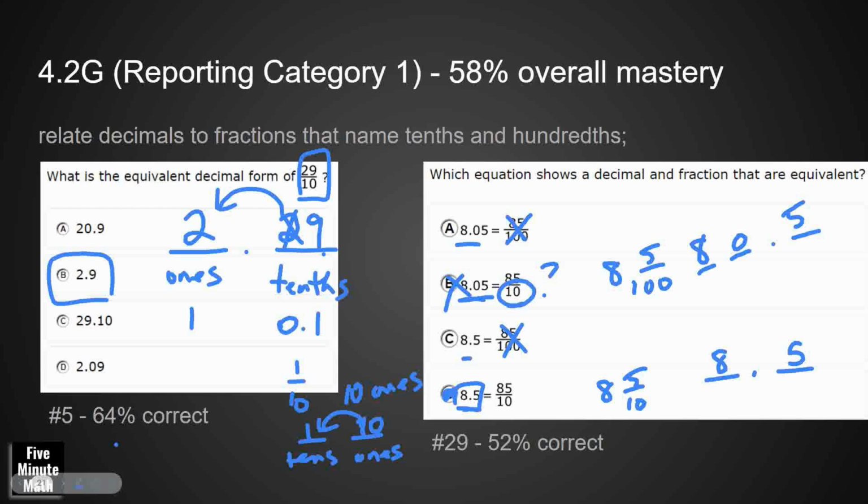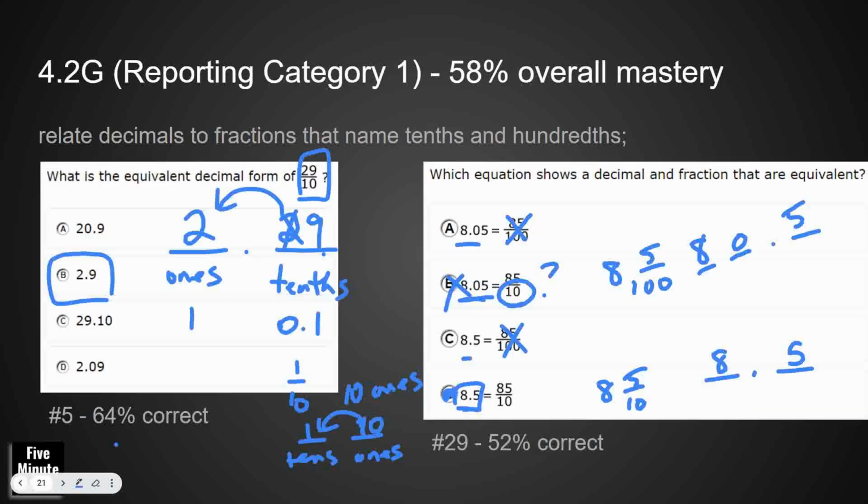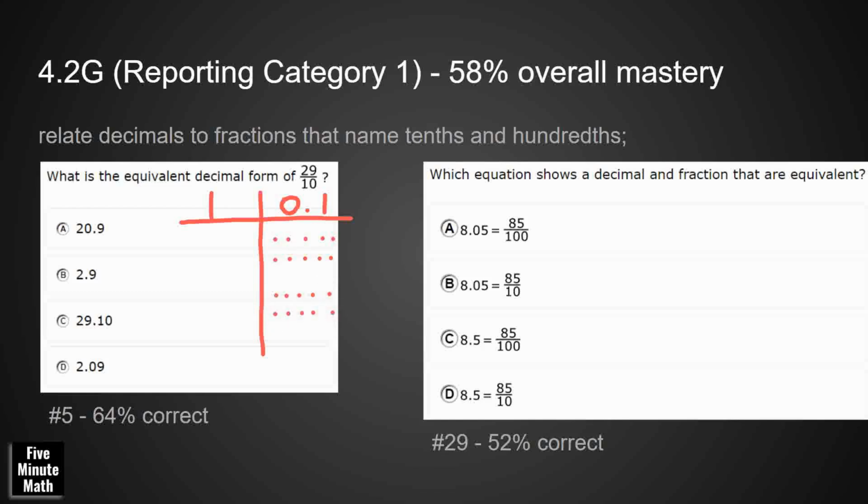See how we did here? They both involved improper fractions. We need multiple visualizations of how improper fractions and correct naming of decimals work. Another way to do that, other than the way that I showed here, would be to use place value charts. I'll use 29 tenths. So if we have our ones place and our tenths place, we can just put 29 tenths. 1, 2, 3, 4, 5, 6, 7, 8, 9, 10. 1, 2, 3, 4, 5, 6, 7, 8, 9, 10. 1, 2, 3, 4, 5, 6, 7, 8, 9.